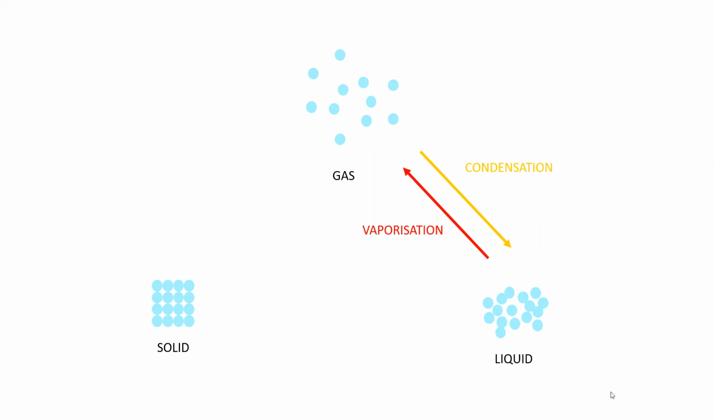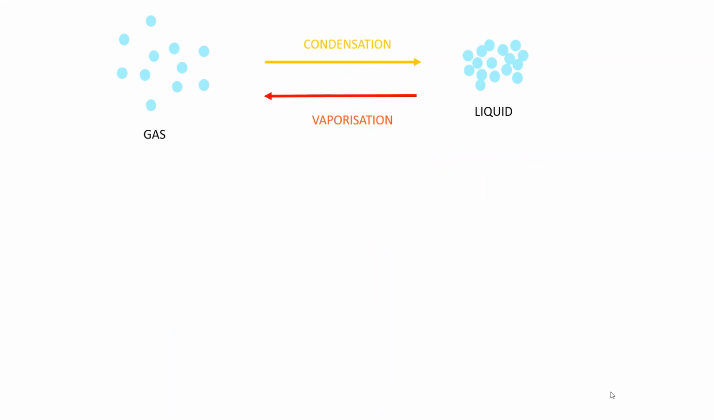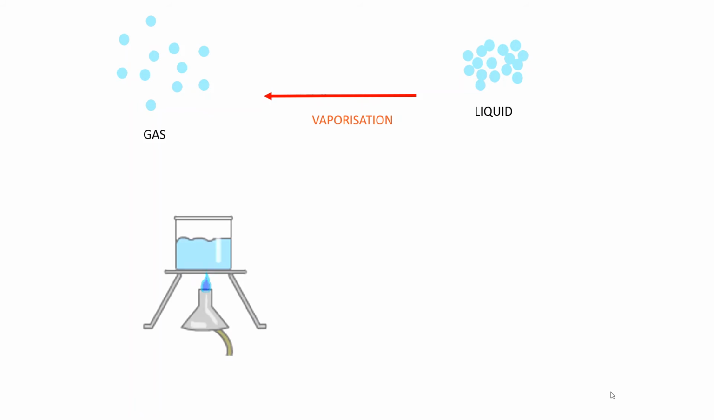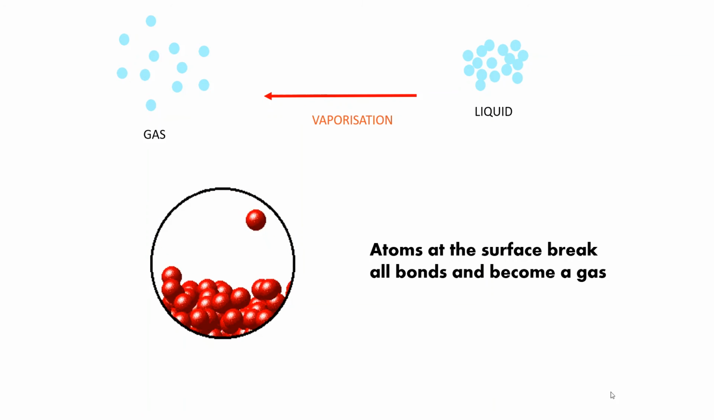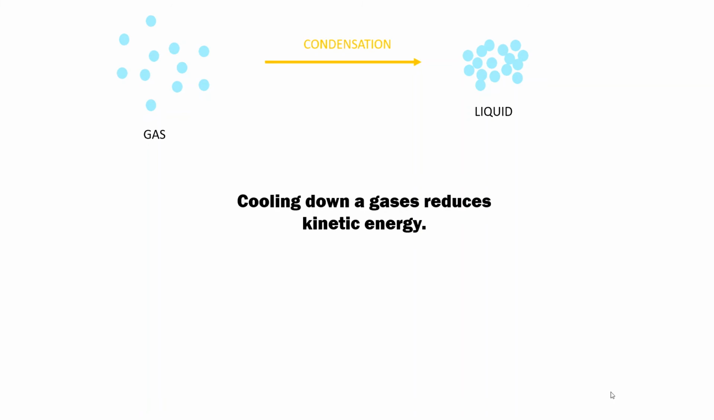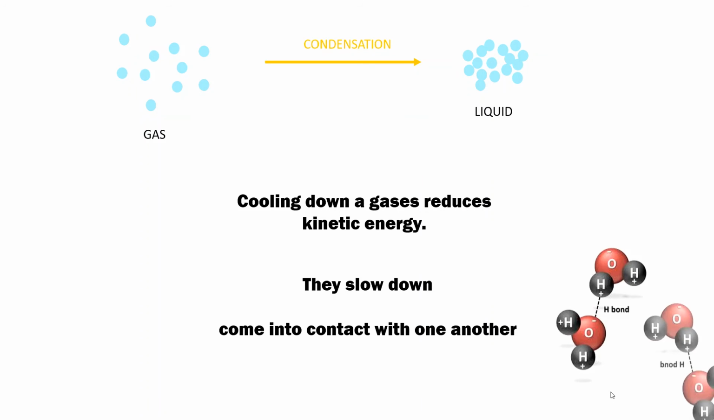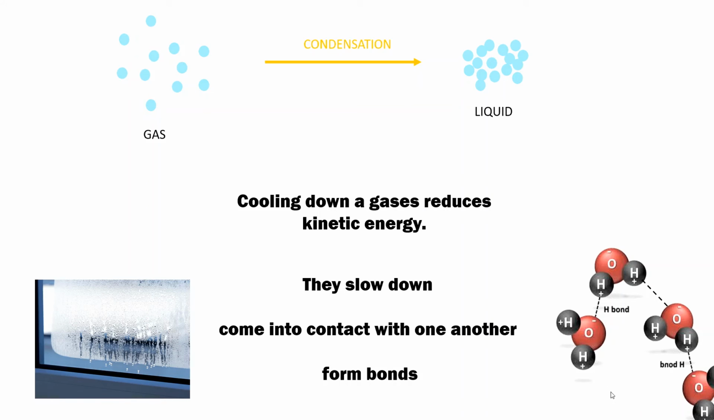Now let's look at condensation and vaporization. Vaporization is going from a liquid to a gas, and this is where you continuously heat a liquid and it gives it kinetic energy. And this is where the atoms at the surface break all bonds and it makes a gas. Condensation is where you cool down a gas and it reduces that heat energy. They slow down, they come into contact with one another and they form a bond. And this is where the gas turns into a liquid.